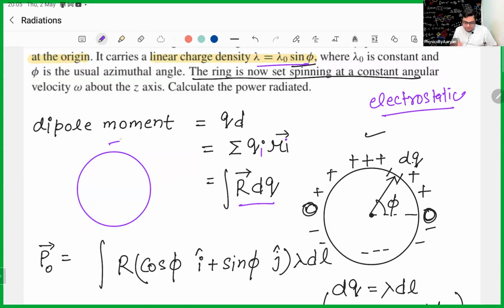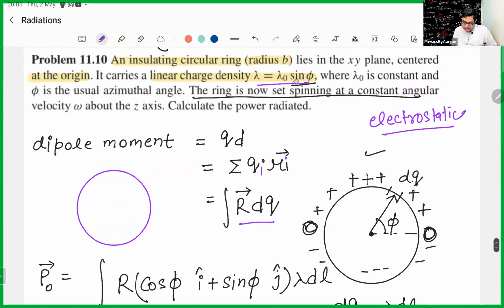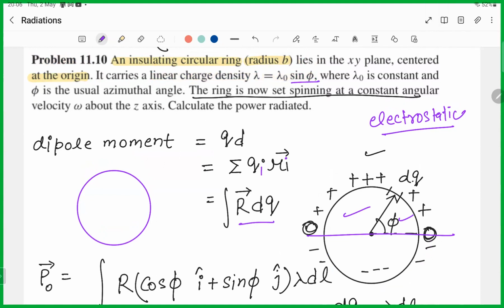But in our special case, the sign is positive in the first and second quadrants. So in the first two quadrants, the charge is positive, but in the third and fourth quadrants, the sign is negative. So the charge is negative on the lower quadrants. Clear? So the upper part of the ring is positive, lower part of the ring is negative. So overall, your ring has some dipole moment, and we are trying to find that dipole moment.